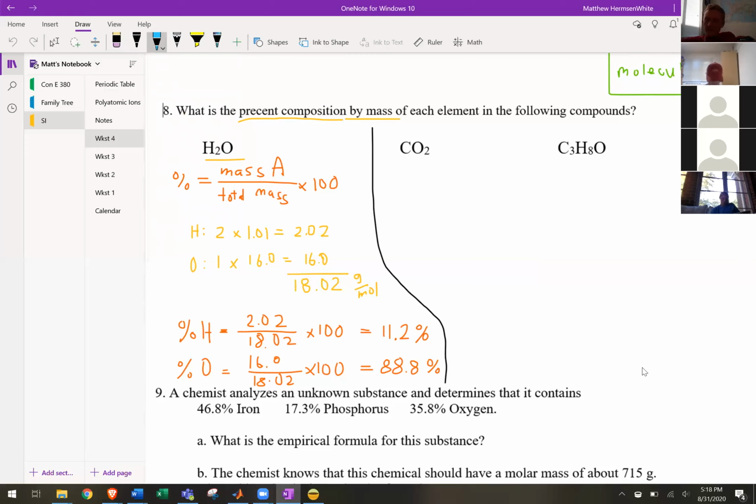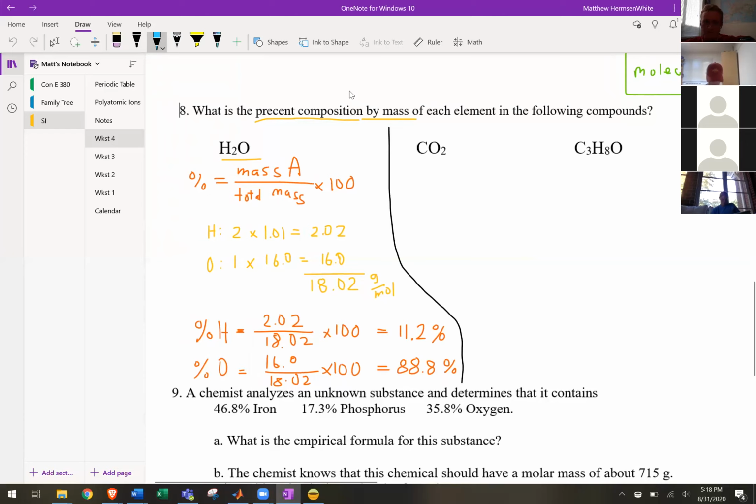Okay, so I know you guys are still working on these, but just for the sake of time, I'll try to get you answers for these ones. So moving on to this one, carbon, we have one carbon, the mass is 12.01. So that's 12.01 for carbon. Oxygen, looks like we have two oxygens in CO2, each with a mass from the periodic table of 16. That gives us 32 for oxygen. So adding up a total, that looks like 44.01.